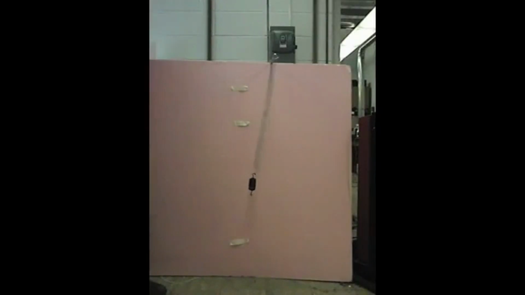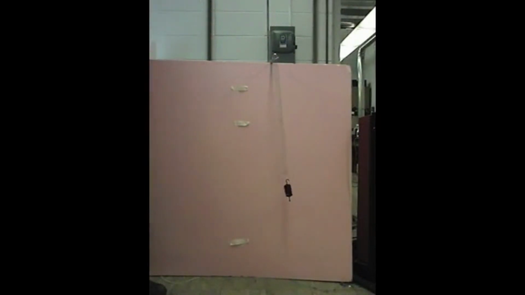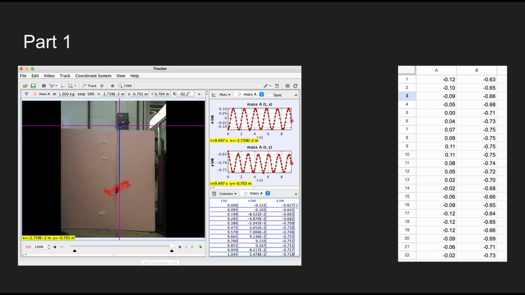In part 1, I observed video of a mass oscillating vertically and horizontally on a spring. For the initial conditions, the mass weighed 0.4 kilograms, the spring was stretched with its fixed point above and to the right of the mass, and the mass began at rest. The forces acting on the mass are the gravitational force and the spring force. Using the application tracker, I observed the position data throughout the video and observed how the mass oscillated up and down and left and right.